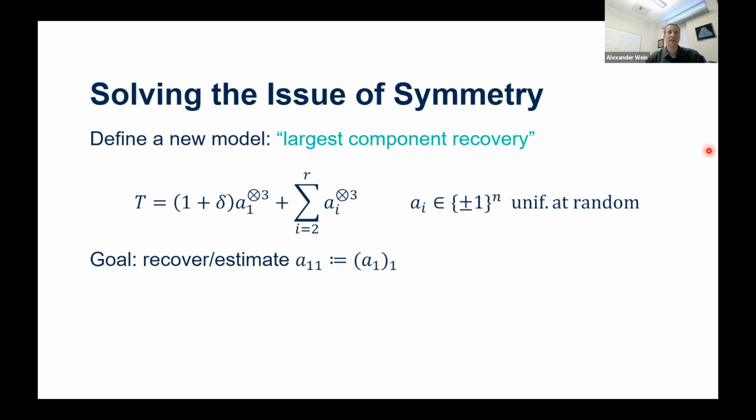Then one simplifying assumption I'm going to make is that we're going to think about the model where the A_i's are random from the hypercube. So each component has plus or minus 1 values at random. This is mostly just for technical convenience. Really, the same results should hold if you replace this by Gaussian, or uniform on the unit sphere, or various other reasonable things.